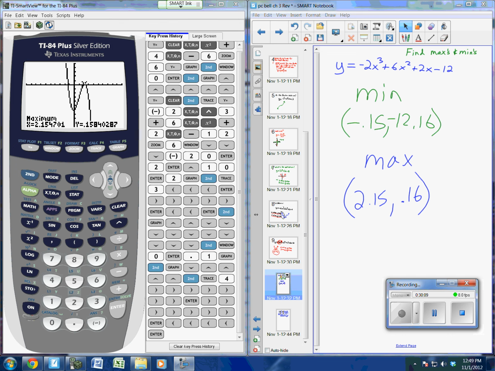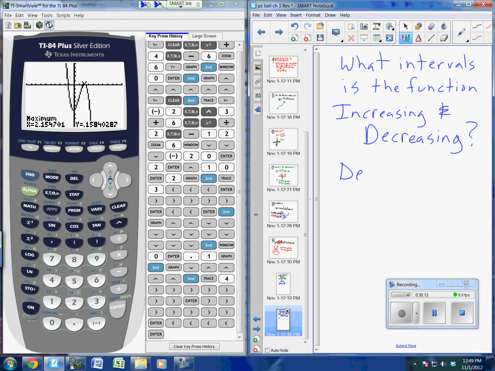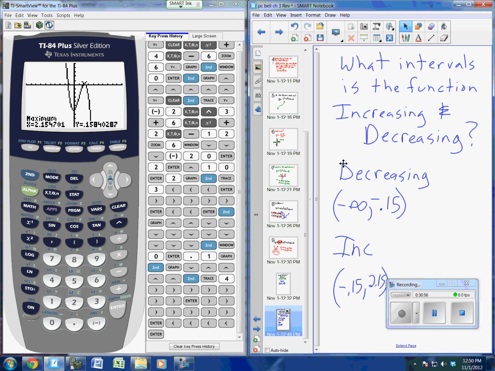Okay, so this function is decreasing on the interval negative infinity to, what was it, negative 0.15? That's the x value of this minimum point right here, right? It's decreasing until you get right there. Then the y values start to increase as you move to the right. Increase from negative 0.15 to where, you guys? 2.15. So everybody got that? From negative 0.15 to positive 2.15, the y values are going up. They're increasing, right, Easton?